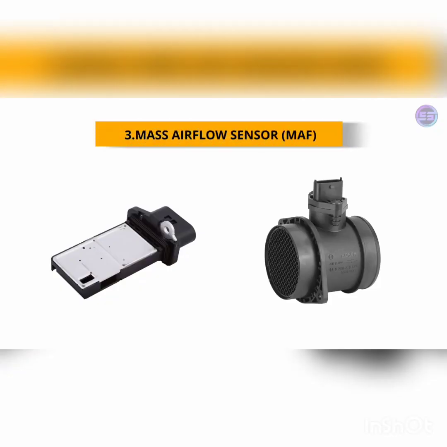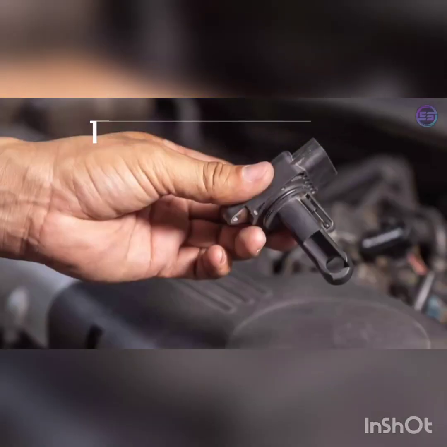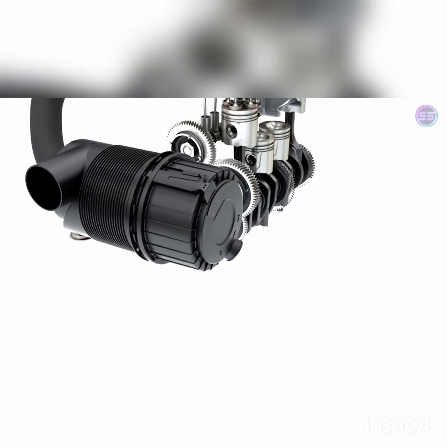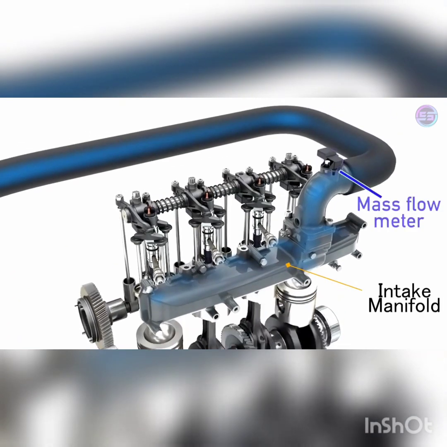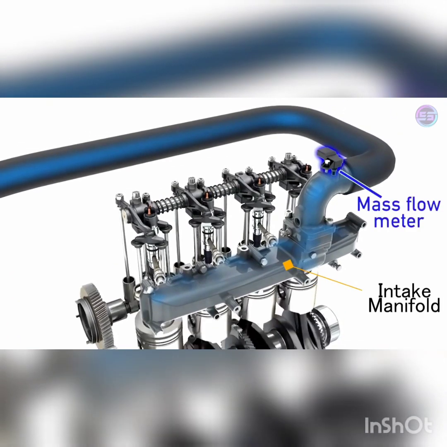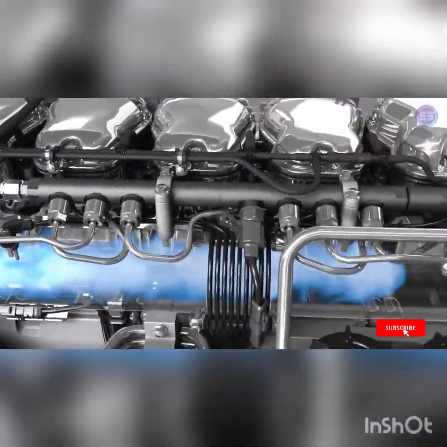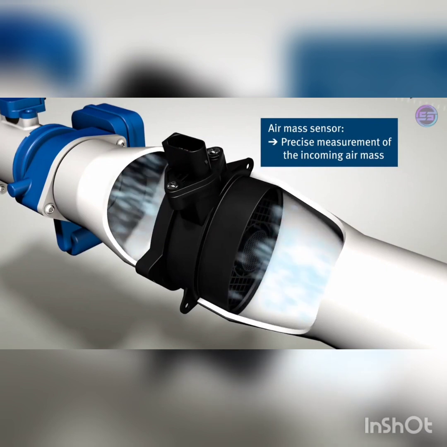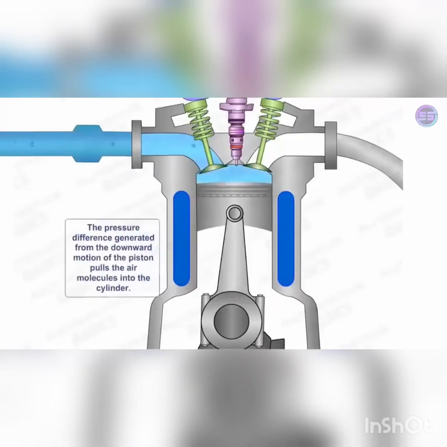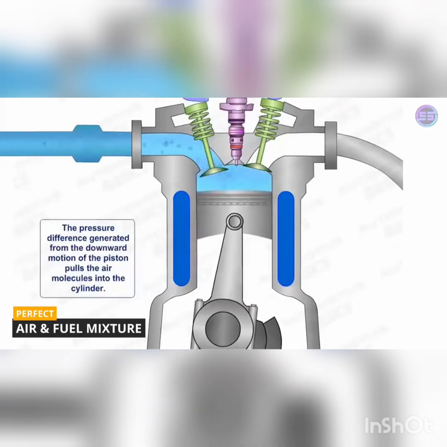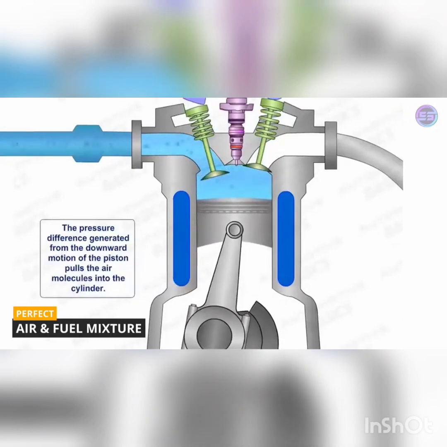Number 3. The mass airflow sensor. The mass airflow sensor is located between the air filter and the engine's intake manifold. It is used to calculate the amount of air that enters the engine during the intake stroke. The measuring of air helps the ECU to determine how much fuel must be added for the perfect air and fuel mixture to get better results.